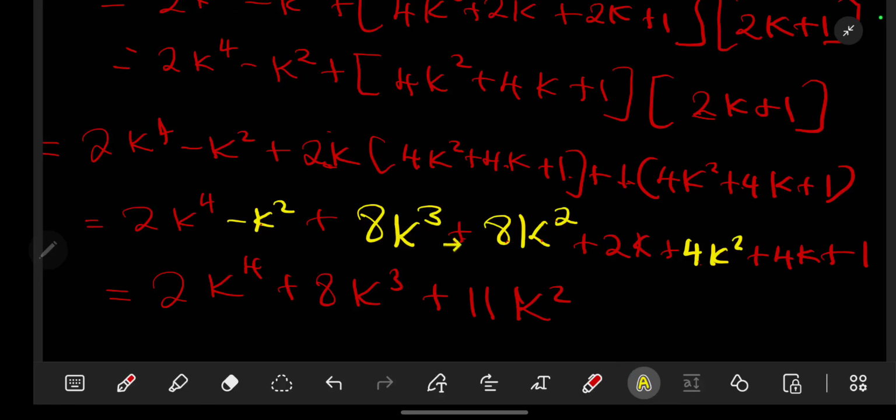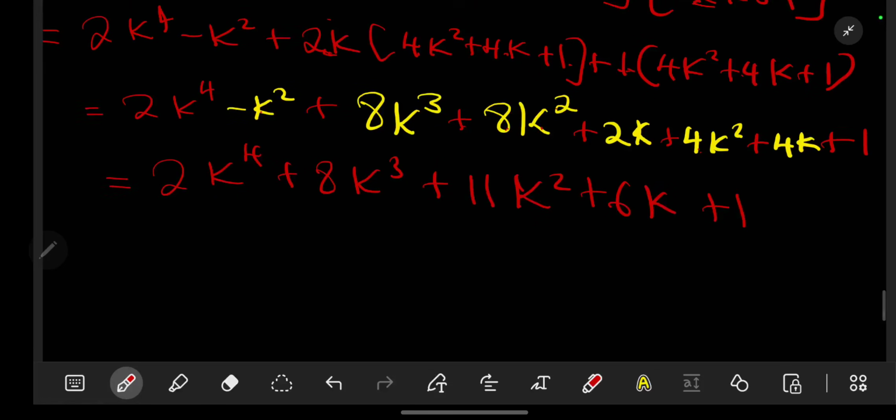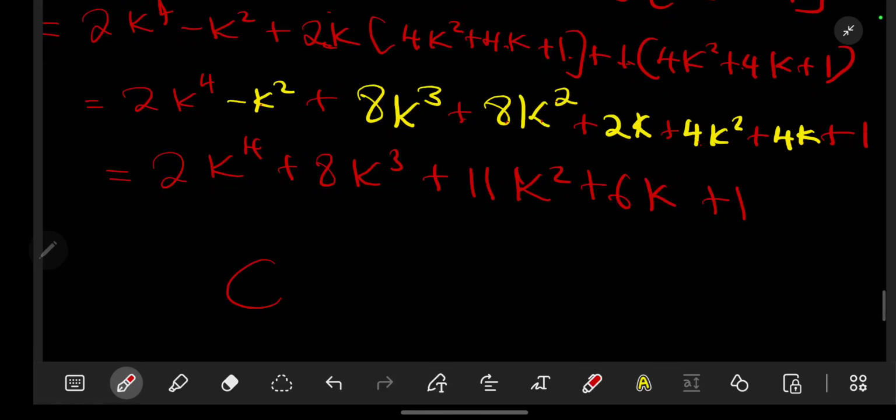Then we deal with the ones with just k. So this will give us 6, so we are going to say plus 6k. Then we have plus 1. So this is what we have. So now let's compare by substitution.